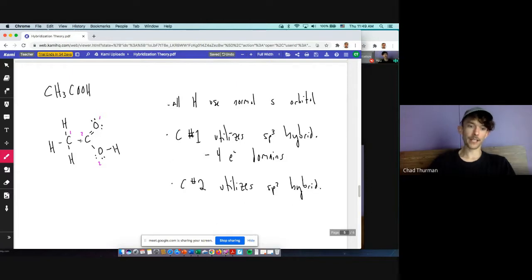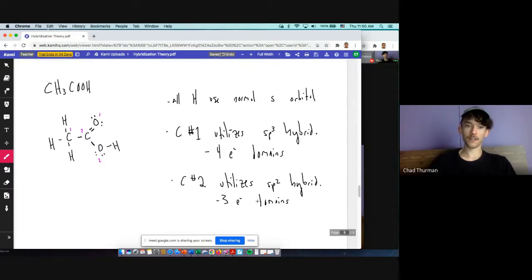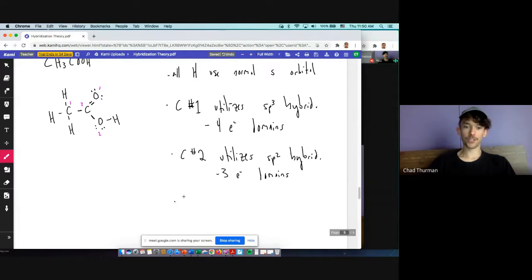How do we know that? It's utilizing 1, 2, 3 electron domains. I also recognize that it's trigonal planar. Anything that belongs to the trigonal planar family is sp2. All right, almost done. How about oxygen number 1?